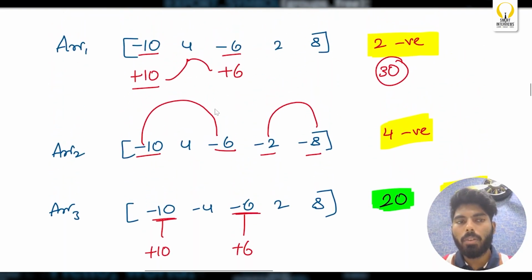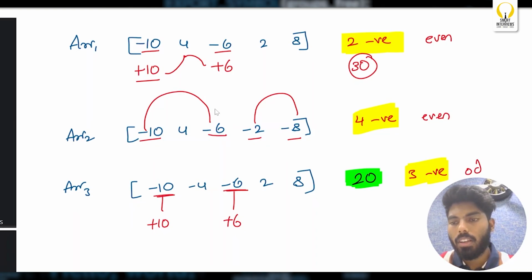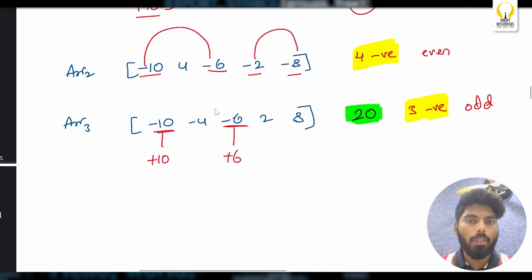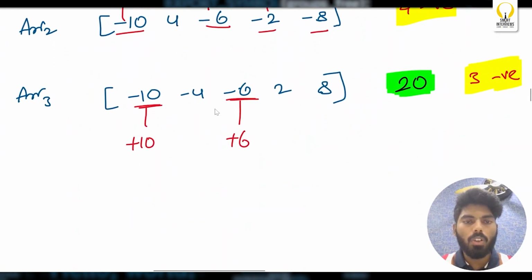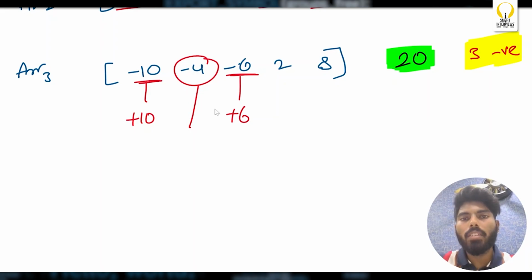So do you see anything from the first 3 arrays? Here we have 2 negative elements, even. Here we have 4 negative elements, an even number of negative elements. Here we have an odd number of negative elements. So out of 3, 2 are fixed, they are done. But with the last one, you need to know: should I make this a positive? Yes or no? If I make this positive, will I get a better sum than 20?